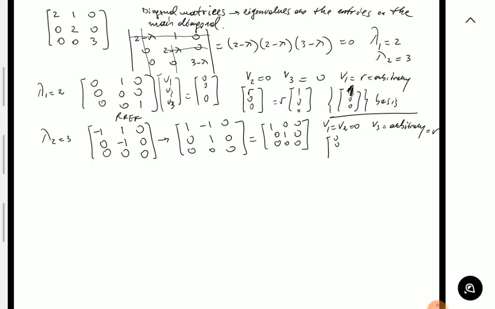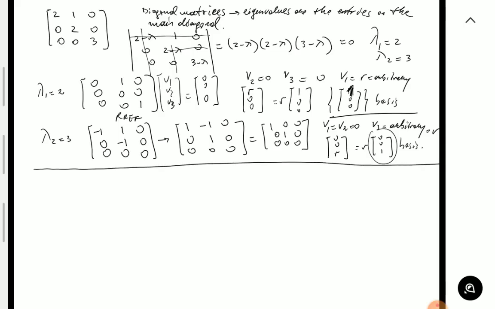So now a typical eigenvector is 0, 0, r, with the basis 0, 0, 1. Okay, so that's the basis of the eigenspace. So this matrix had 2 eigenvalues, and their corresponding eigenspaces have dimension 1. All right, so let's finish up with examples in which the dimension is not 1.